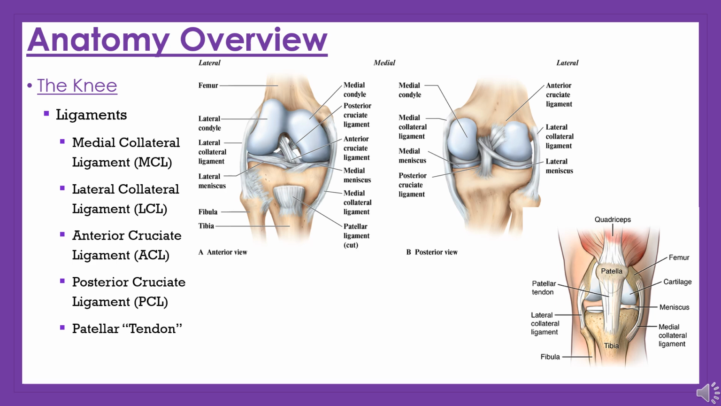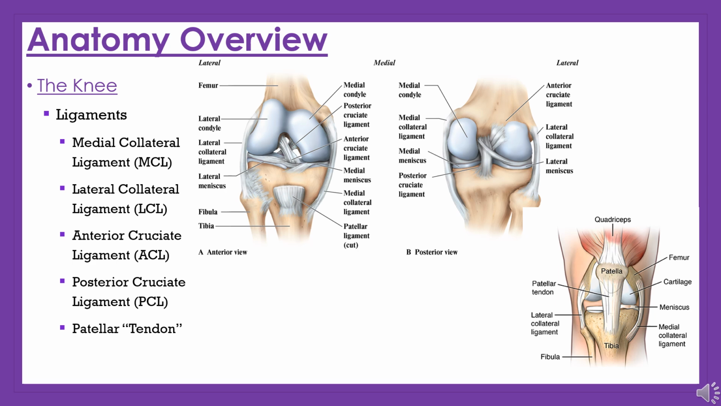We have the medial collateral ligament, or MCL, and that is there to help prevent the knee from forces that impact that lateral side of the knee. We have the lateral collateral ligament, or LCL, and that is going to help prevent injury from forces that impact that medial side or inside of the knee.